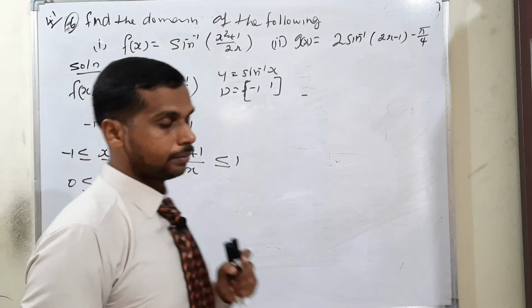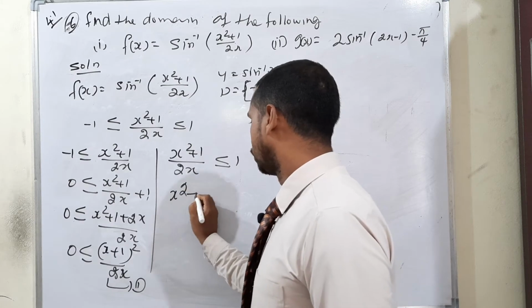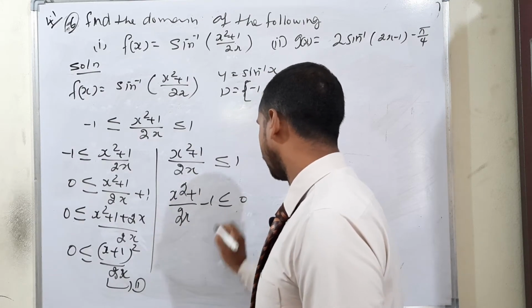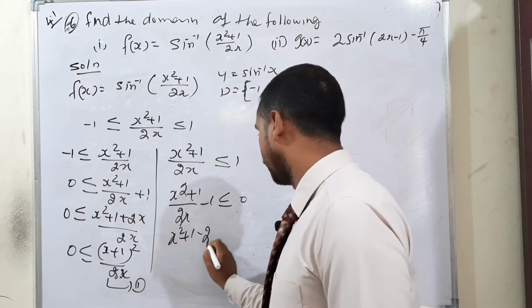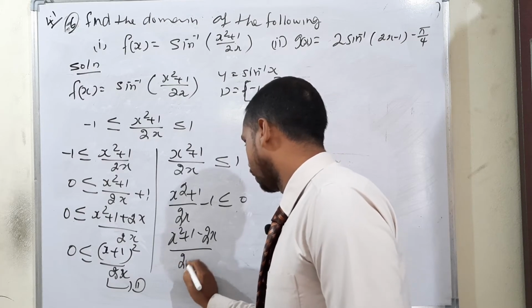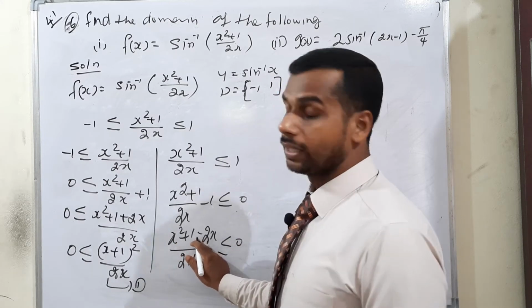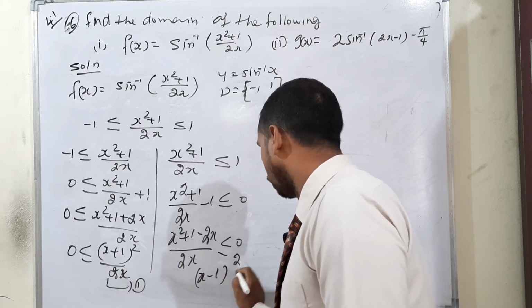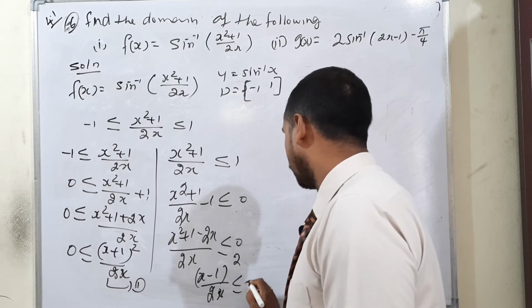Then the second condition: bringing plus 1 to the opposite side means minus 1. So x square plus 1 divided by 2x minus 1 is less than or equal to 0. Again, x square plus 1 minus 2x divided by 2x is less than or equal to 0. This is actually a minus b the whole square form. Therefore we can write x minus 1 the whole square divided by 2x less than or equal to 0.